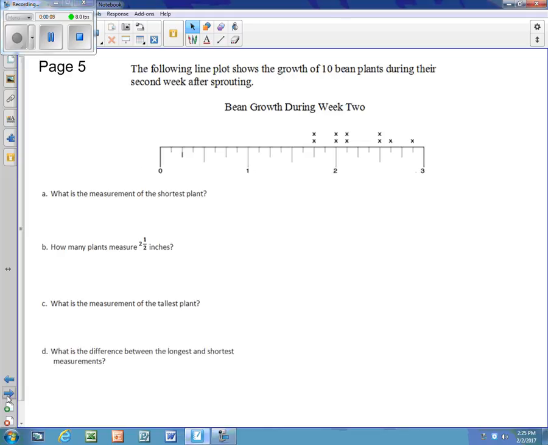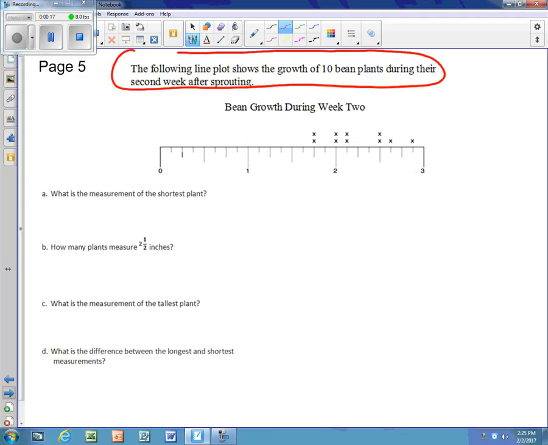So here we have a line plot, and the very first thing you should always do when you have a line plot is read the wording that's above it, because it might give you information that you will need later on. So this says the following line plot shows the growth of 10 bean plants during their second week after sprouting. If I didn't know there were 10 bean plants from that, I could count all the X's in the line plot, and I would see there's 10, and that tells me how many plants there are.